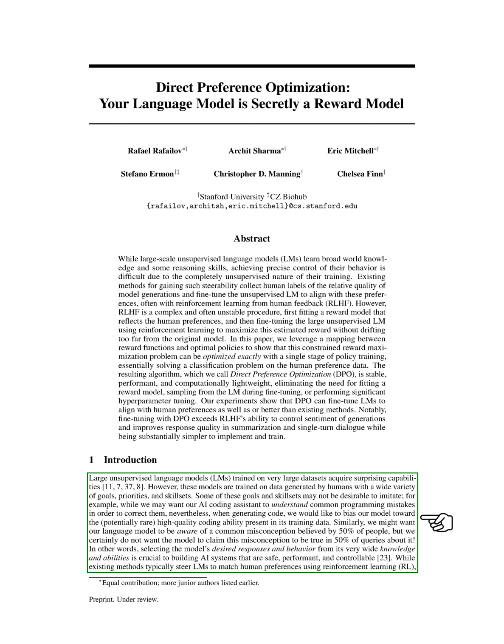Similarly, if half the population believes in a common misconception, we want our language model to be aware of it, but not to present it as a fact half the time. So, it's crucial to carefully select the model's responses and behavior from its vast knowledge and abilities to create AI systems that are safe, efficient, and controllable.